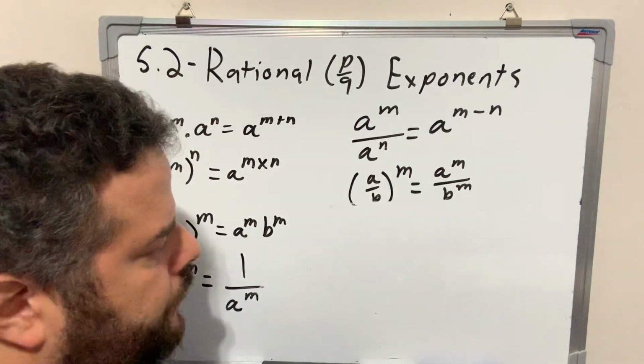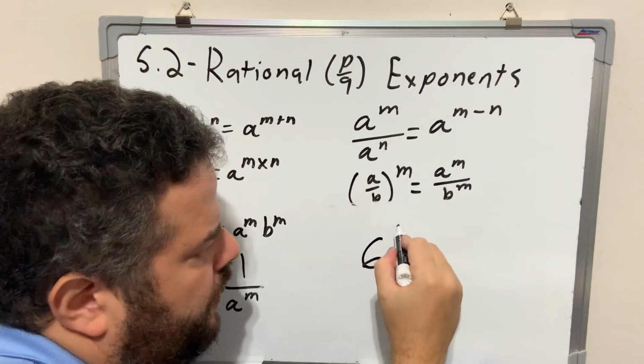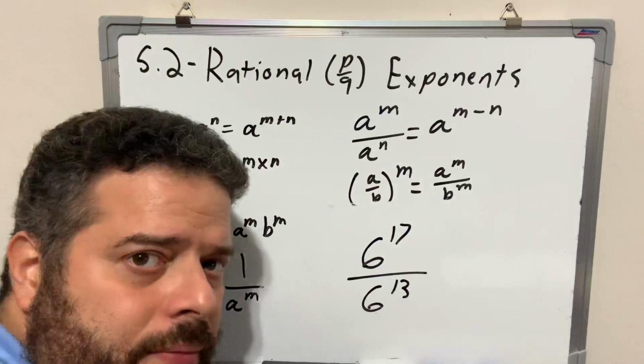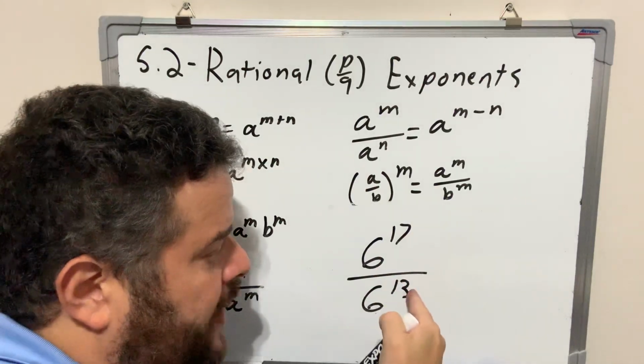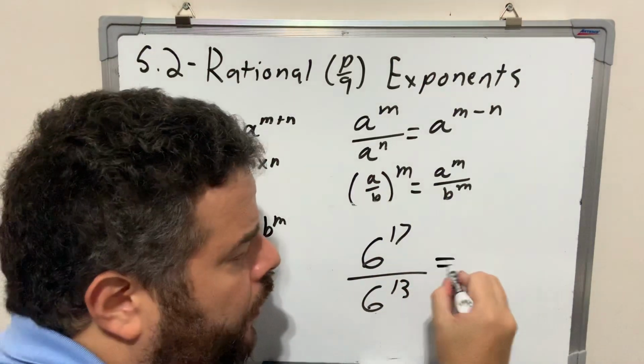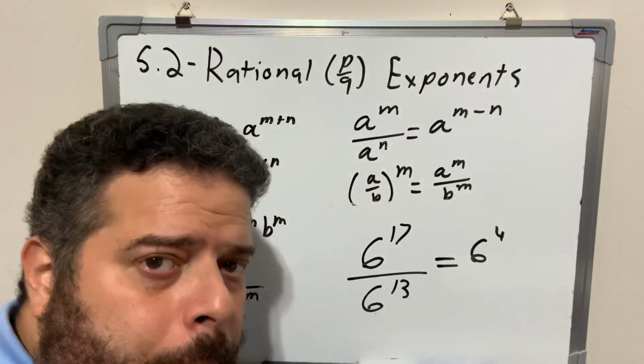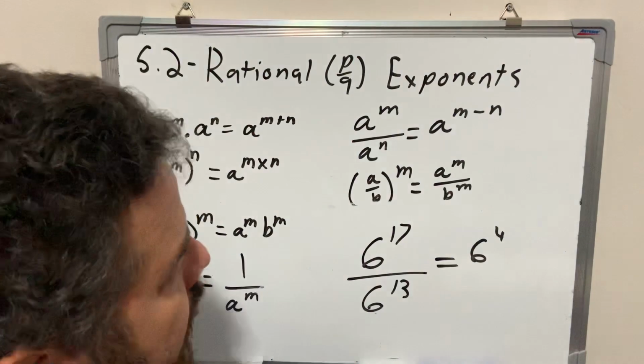So again, 6 to the 17 over 6 to the 13. 17 minus 13 equals 4. That's the exact same thing as 6 to the 4. Bien. I hope that's clear.